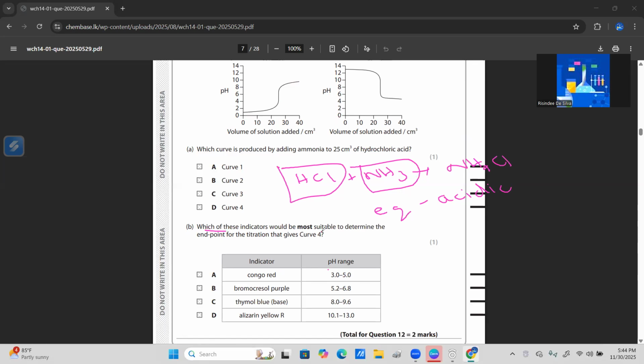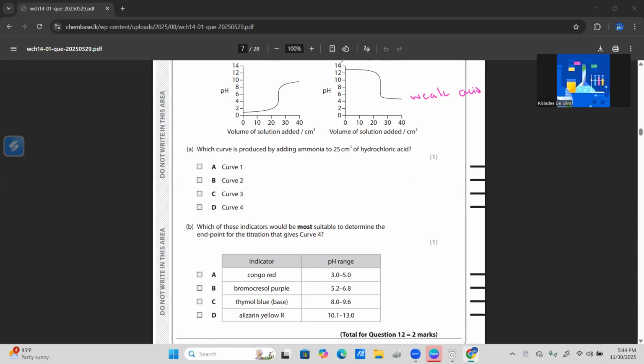Which of these indicators would be more suitable to determine the endpoint for the titration that gives curve 4? Okay, curve 4, we can see that it has stopped at 3 to indicate that it's a weak acid. It has started from 13 to indicate that it's a strong base. It's like sodium hydroxide and acetic acid. So therefore, the equivalence point will have a basic pH. This is acidic, again this is an acidic one, and this is too basic. So the correct answer is 8 to 9.6.